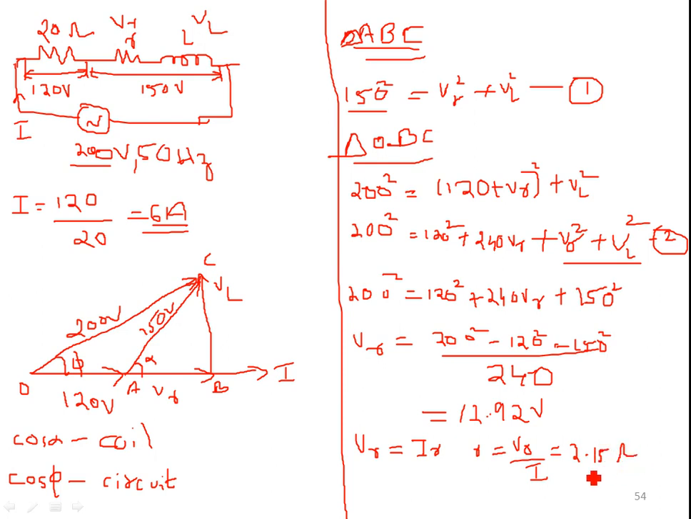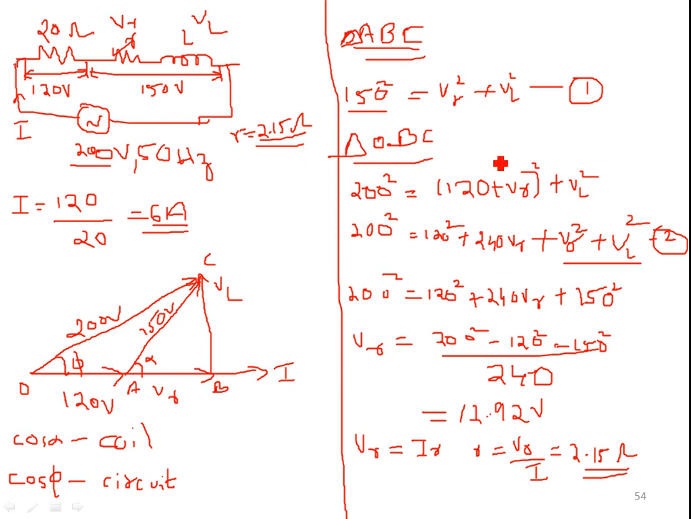2.15 ohm. Okay. So that is the value of R. Now, if you need to find the value of L, you got small r as 2.15 ohm. Keep it there. Small r is 2.15 ohm. So I am just keeping it there.